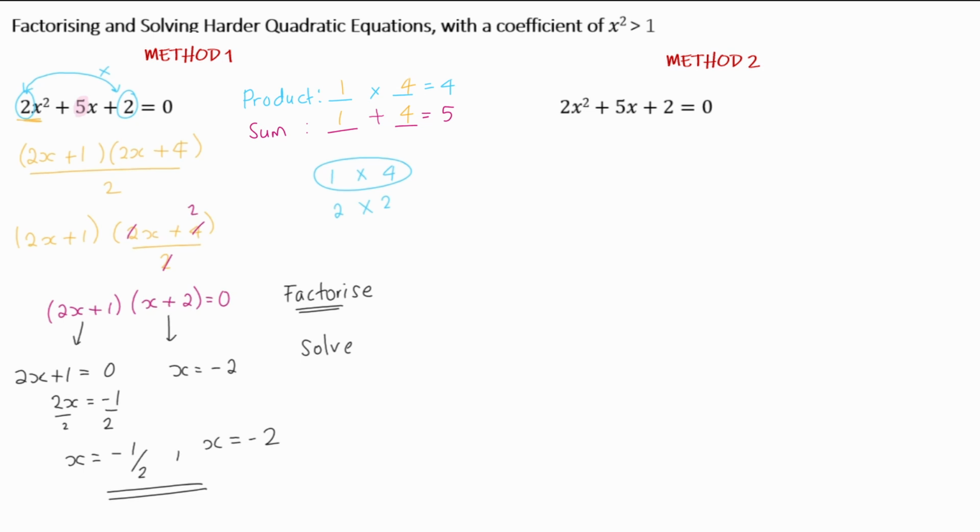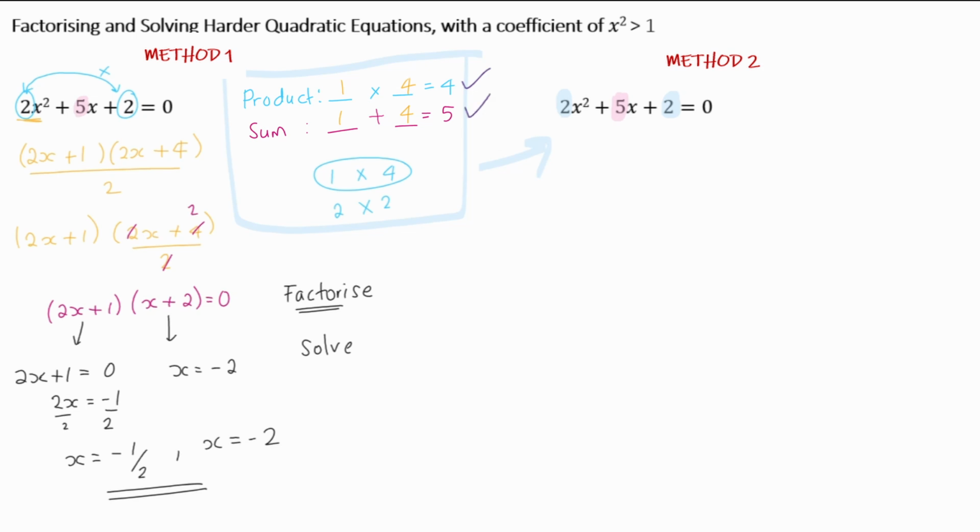So for the second method, we would be using the same product and sum. The first step would be the same as we did in the first method. We need to find two numbers that give us a product of 2 and 2, which would be 1 and 4. And those same two numbers should add to give us 5, which are 1 and 4.